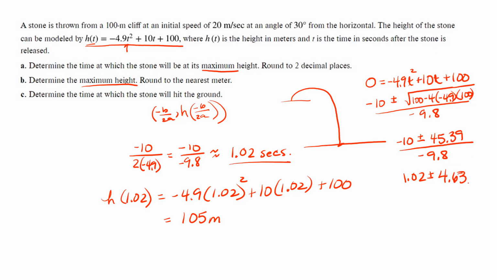4.63. So if you have 1.02 plus 4.63, you're going to get about 5.65 seconds. And if you do 1.02 minus 4.63, you're going to get a negative value, and negative time is not a thing. So this would be about how long it will take the stone to hit the ground.